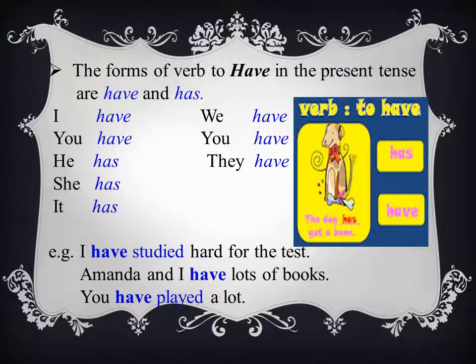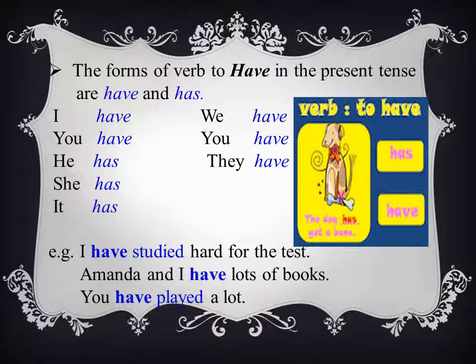The forms of verb to have in the present tense are have and has. With the subject pronoun I, we use have. With you, have. He has. She has. It has. We have. You have. And they have.